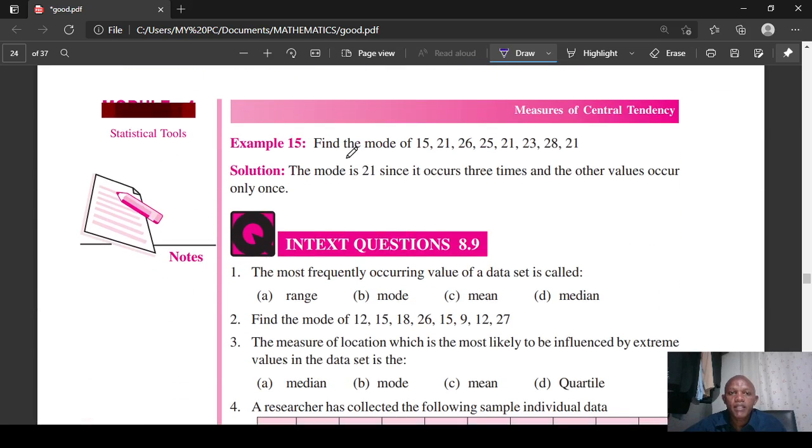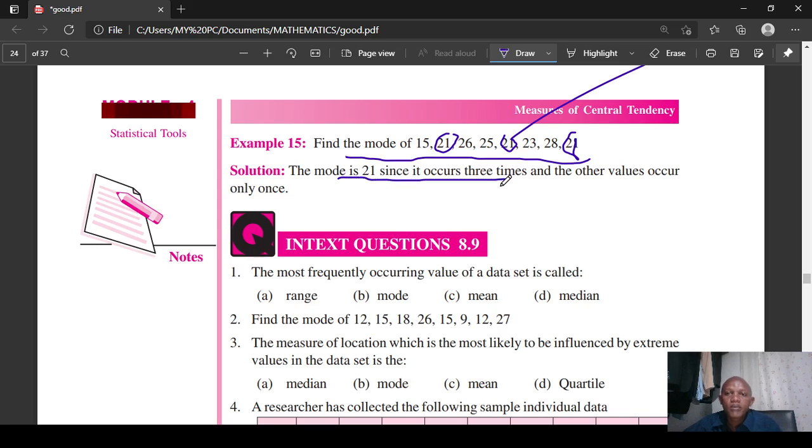Now we want to look at this example. Find the mode of these values: 15, 21, 26, 25, 21, 23, 26, 21. Clearly you can see from this data set that 21 seems to have more occurrence compared to the rest. We are saying that 21 has occurred 3 times, and therefore that becomes a unimodal distribution of value 21.